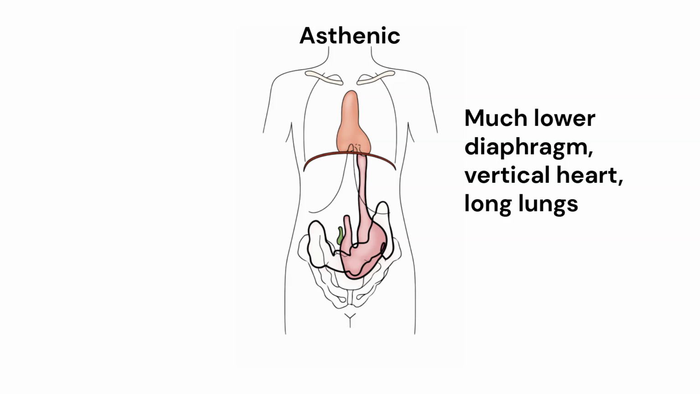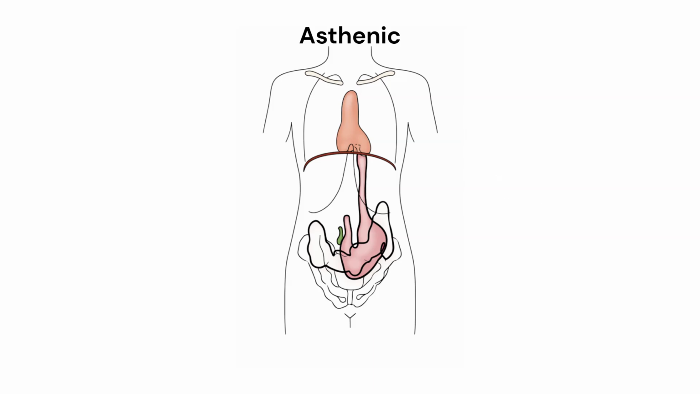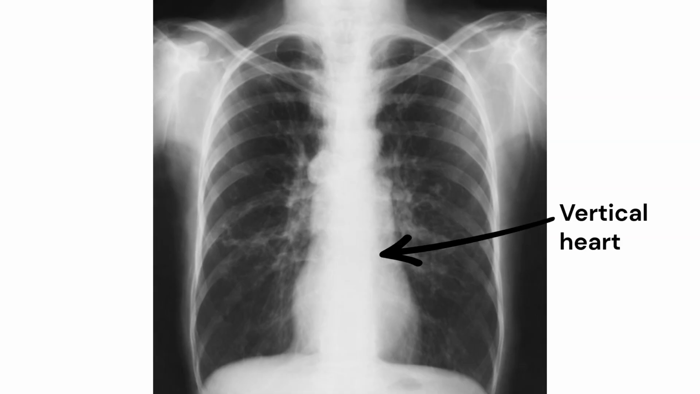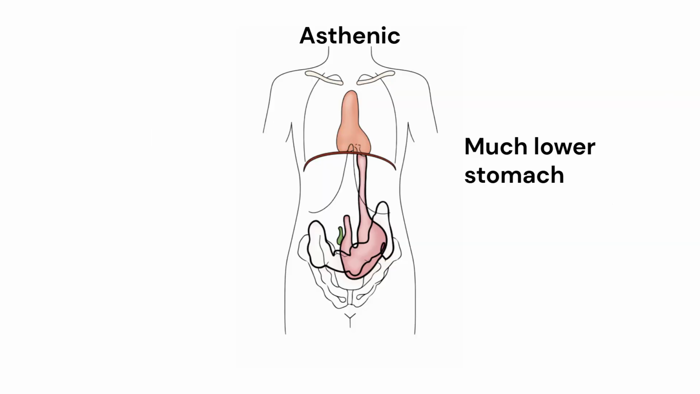The lungs appear long and vertically extended. The heart assumes a markedly vertical orientation. On imaging, this may create the appearance of a narrow and elongated cardiac silhouette. The stomach is positioned lower in the abdomen and often appears more elongated. Because of the narrow thoracic cavity, the mediastinum may appear relatively slender.